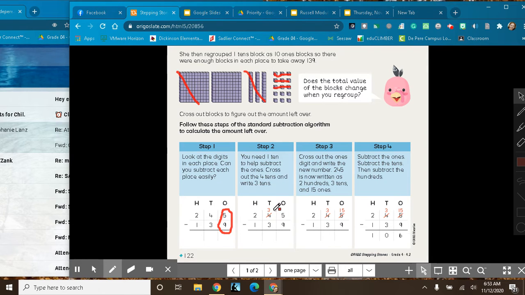We cannot just flip it around and do 9, take away 5, and put a 4 down here, and that does not work. So what we do in step 2, you need 1 ten to help subtract the ones. And you're going to cross out the 4 tens and write 3 tens. So we cross off the 4 tens and we put a 3, which stands for 3 tens. And then the 10 that we took from or traded in from the tens place, we put over in the ones place. So we're moving 10 over. We're not just moving 1 over. So 10, and then 10 plus 5 makes it 15. And we can do the math then, can't we?